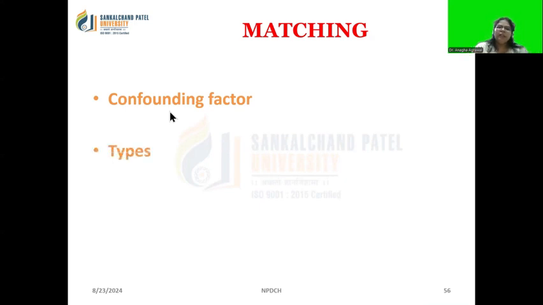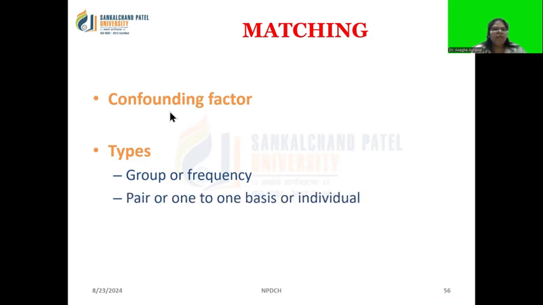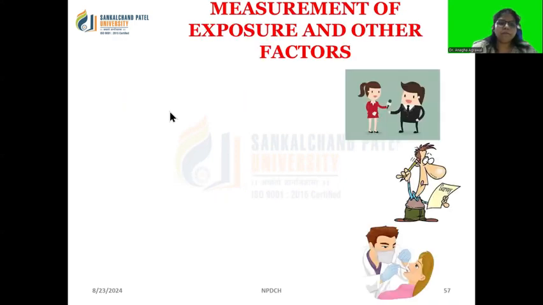That is the meaning of matching. Okay. Then there are types of matching, like I've already told you, that group or frequency matching. That means if you have so many groups of cases, then you have to have that many groups of control, or you can have one-to-one pair matching, that is one case and one control. Like that also you can admit your participants into your study.